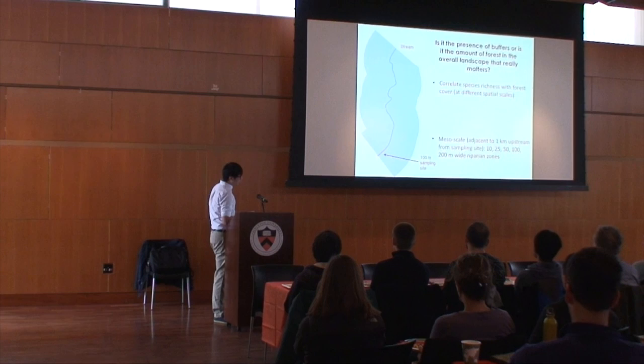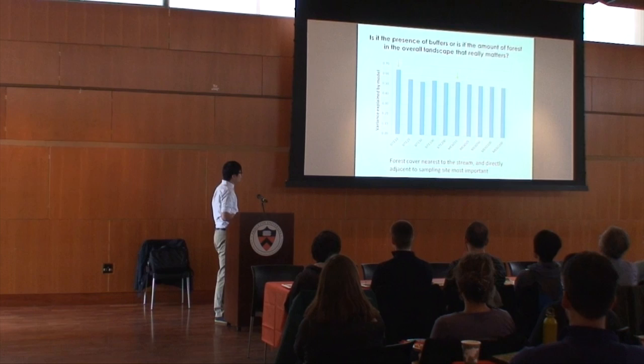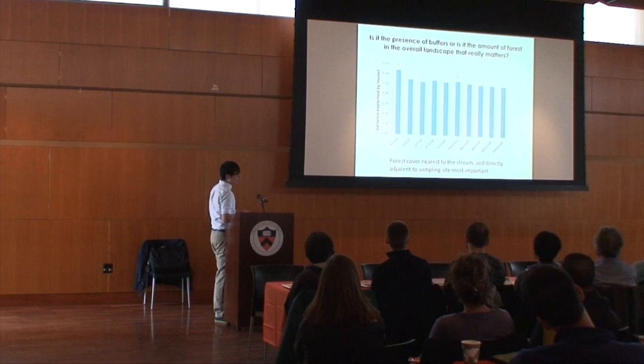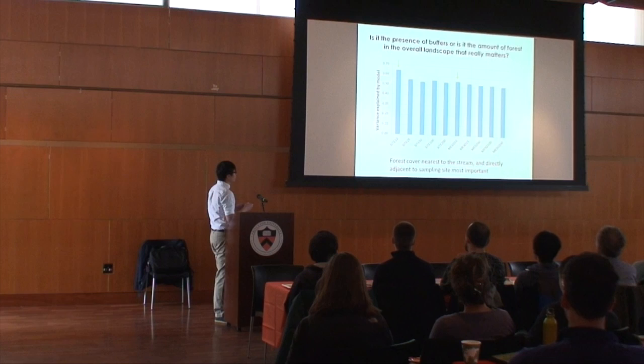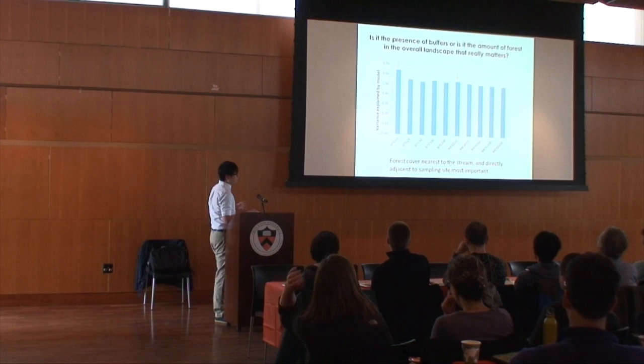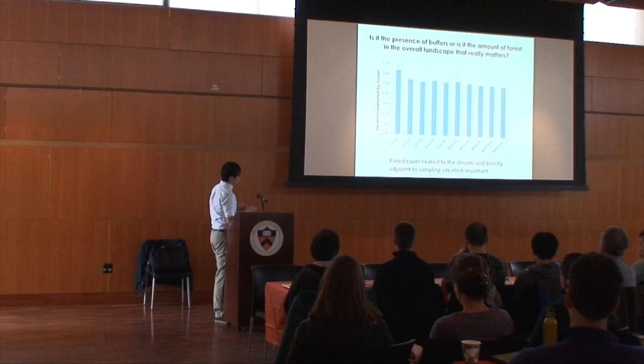So what did I find? I find that forest cover nearest to the stream and directly adjacent to the sampling site is most important. If we look at the R squares explained by the model, forest cover at the 10 meter wide zone directly adjacent to where I sampled has the greatest explanatory power. And if we look at all the site scale, the site scale variance explained is almost always higher than the meso scale. And within the meso scale, which is a 1 kilometer upstream spatial scale, the 10 meter wide zone is again more important than wider riparian zones.